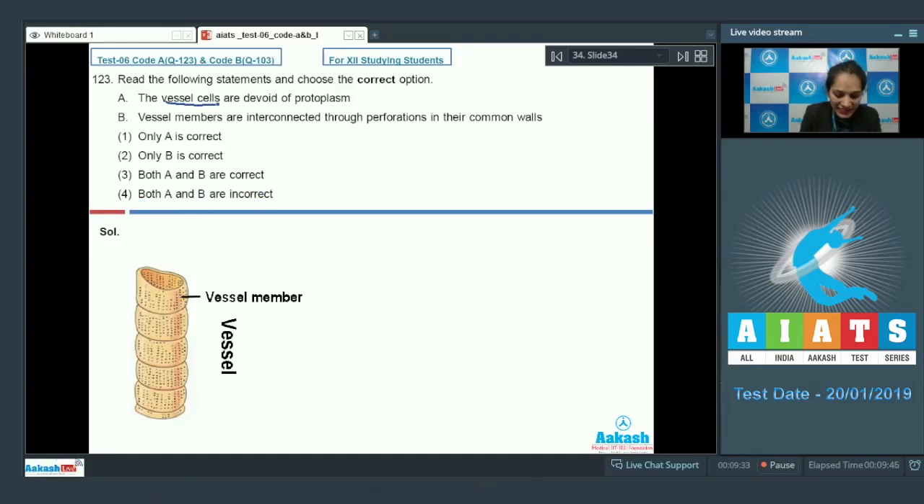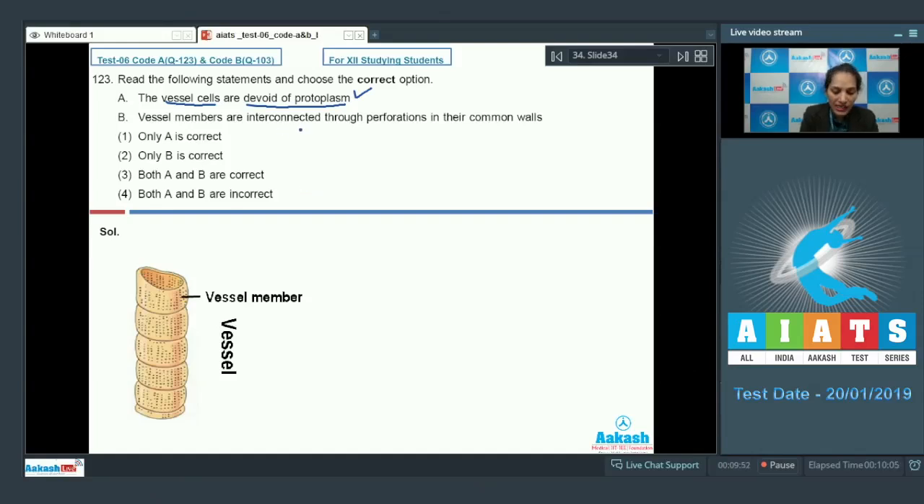The vessel cells are devoid of protoplasm. It is very true. Why? Because vessels are dead. They are dead at maturity. They are devoid of protoplasm. They are lignified and they provide mechanical support to the plant. They help in conduction of water.